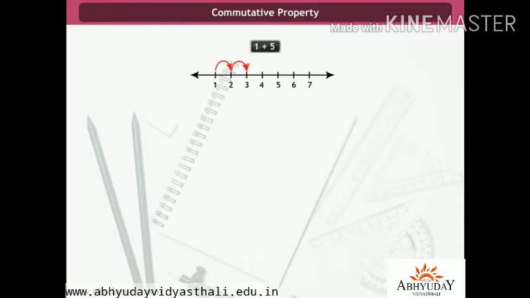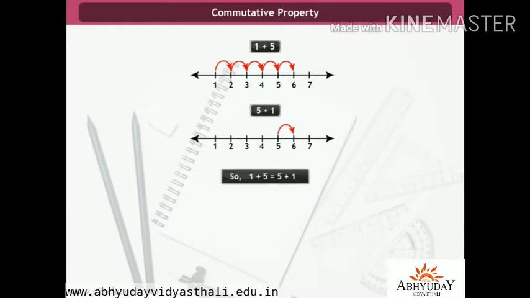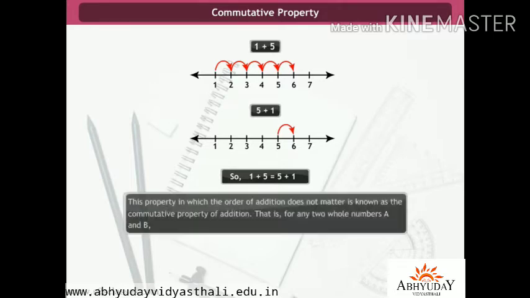Look at the number line given here. 1 plus 5 is 6. Also 5 plus 1 is 6. So 1 plus 5 is the same as 5 plus 1. This property, in which the order of addition does not matter, is known as the commutative property of addition.